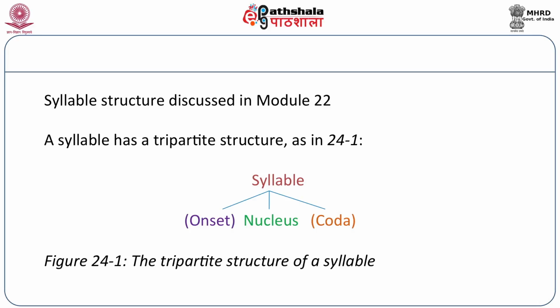We have on the screen the syllable structure that has already been discussed in module 22. Thus, a syllable has a tripartite structure. It has a nucleus which is obligatory and has onset and codas before and after the nucleus as optional elements of the syllable.